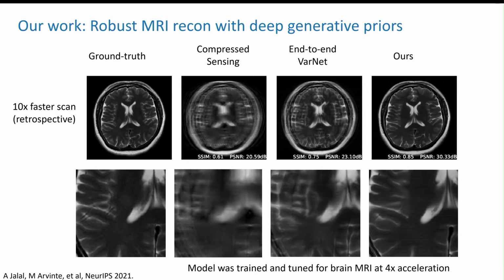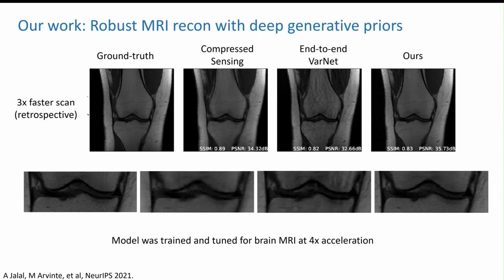All right, I'll skip some of the details of the training setup, but I just want to mention some results. Here we're emulating a 10 times faster scan. This is the classical method. This is end-to-end supervised learning. And then this is what we're able to achieve at this high acceleration because explicitly we're decoupling the measurement model from the prior. We can also apply this to different anatomies.